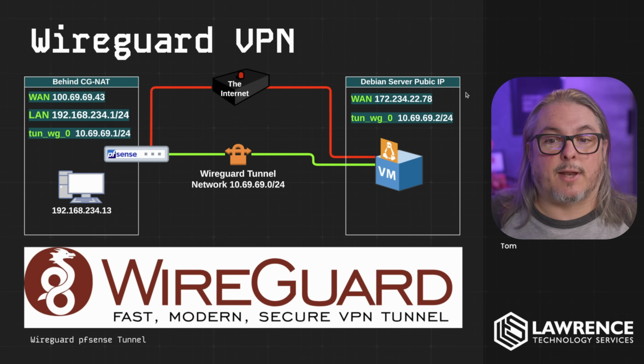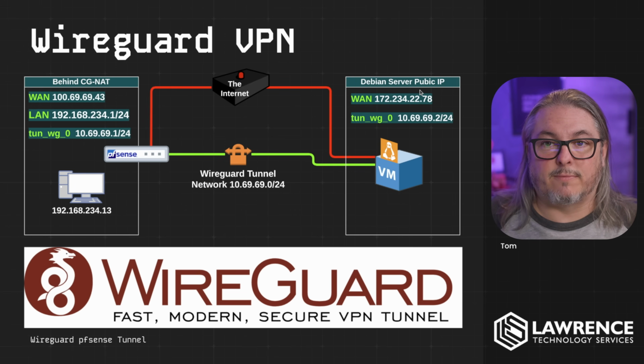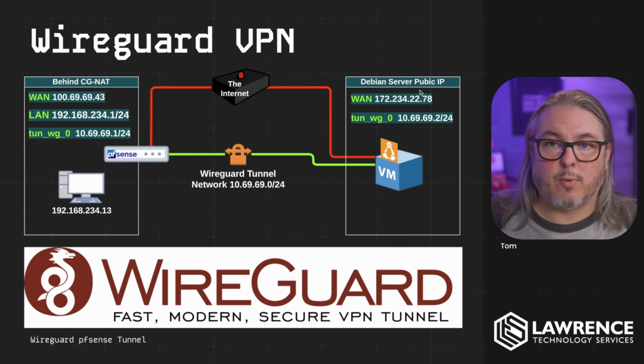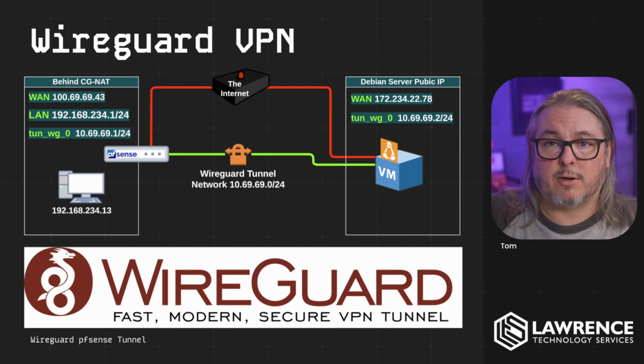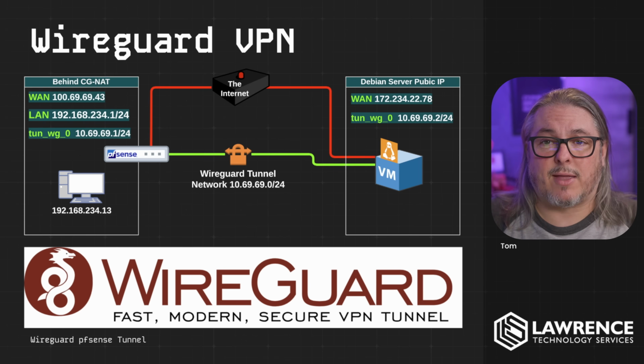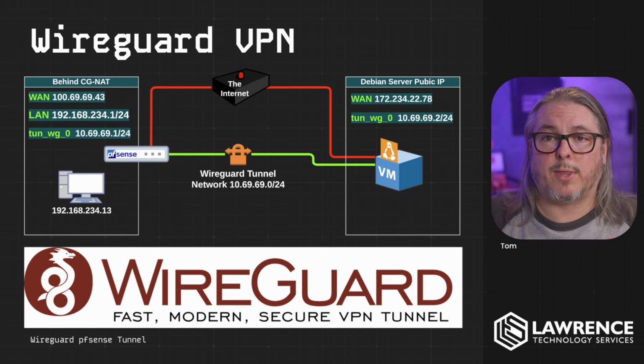Let's go over the layout for this setup. I have a Debian server with a public IP. It's just a clean install of Debian 12. I happen to be running it in Linode. Linode is not a sponsor of this. It will work in Linode or any other virtual hosting platform you want, or really anywhere you have a system that's running Debian with a public IP.